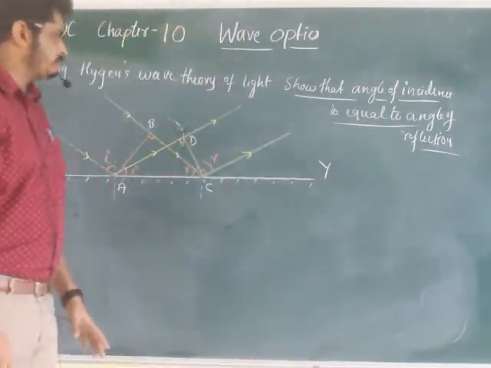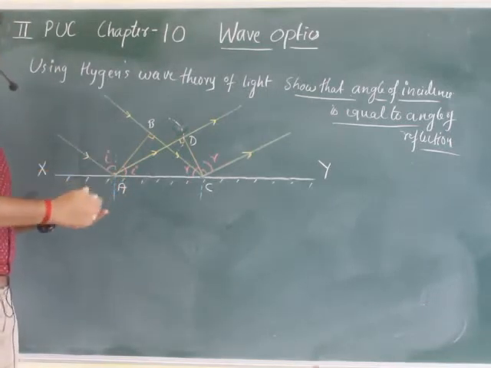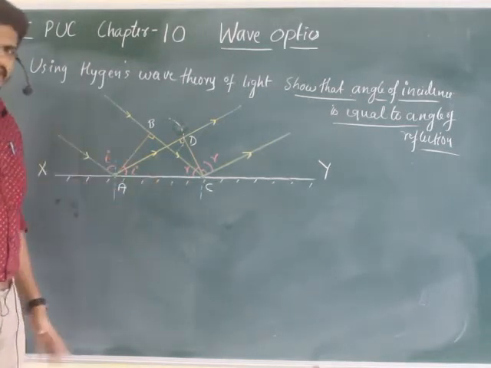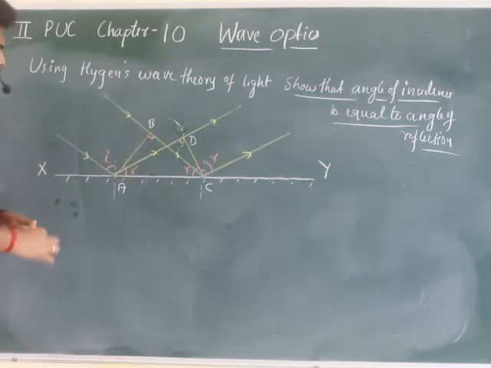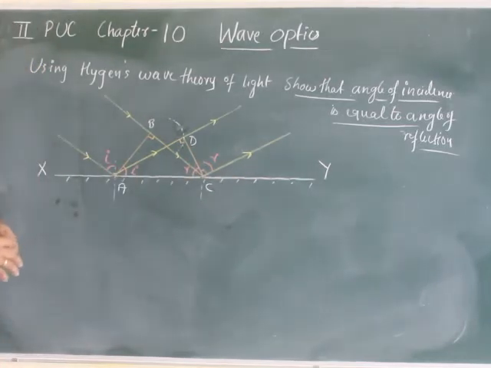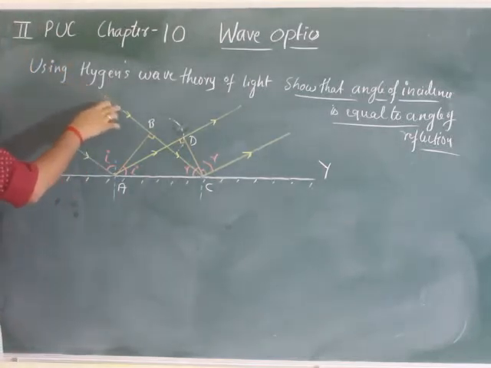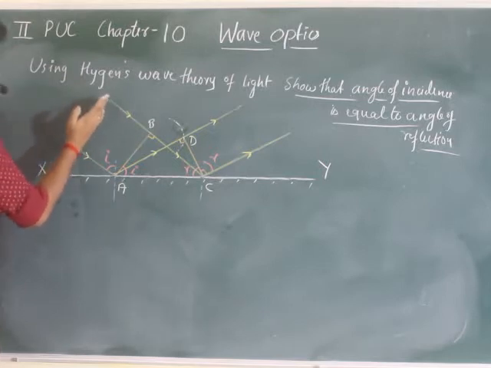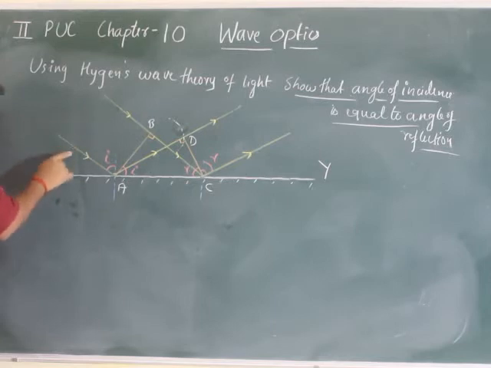As the diagram takes slightly extra time to draw, I already have drawn it here. You can see it's very simple to understand. So there is a reflecting surface XY present. You can see a plane wavefront. Two rays I have taken, right? They are parallel to each other. So when they are parallel to each other, what type of wavefront is that? This is nothing but a plane wavefront.